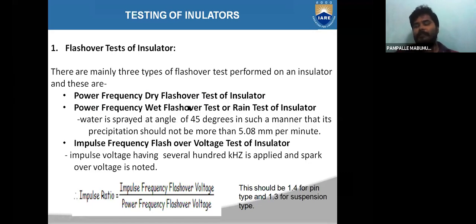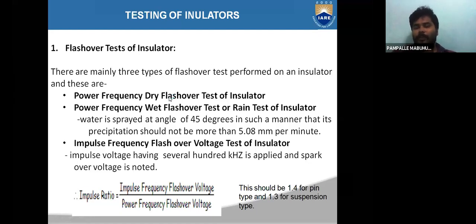The arrangement of the insulator will be similar to the first case. You have to arrange the insulator in such a way that it is used for practical purposes. In the same arrangement you do it. The insulator will be mounted like a practical case. After mounting the insulator, you apply the voltage across the electrodes of the insulator.